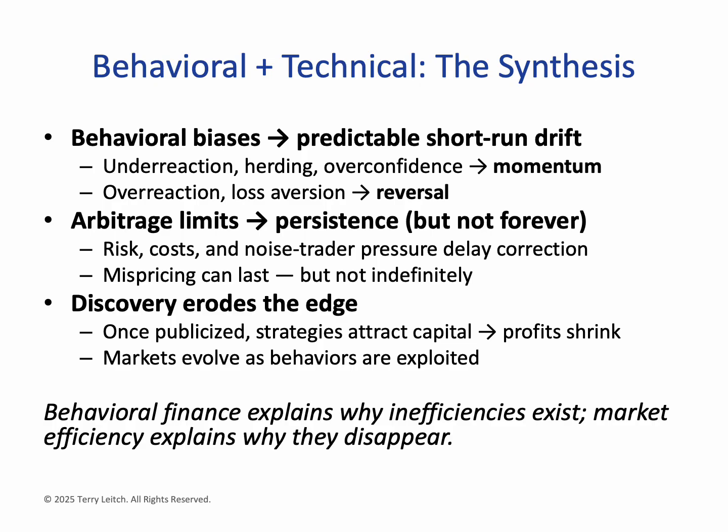But one of the things that happens is discovery erodes the edge. So once people know about it, there's going to be more money coming in. There's going to be more people chasing it, so the profits are going to shrink. And markets evolve as the behaviors are exploited. Behavioral finance explains why inefficiency exists. Market efficiency explains why they disappear.